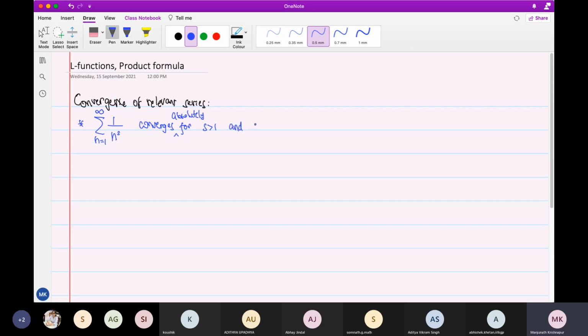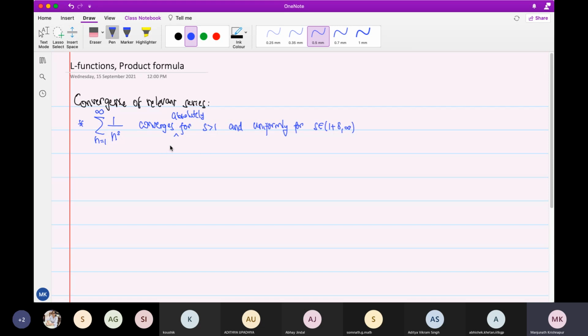And in fact, the convergence is uniform for s bigger than 1 plus delta. If you take anything more than 1 plus delta, so on 1 plus delta to infinity, it converges uniformly. So this we know very well, right? There is nothing mysterious about it. I'll come back to this.